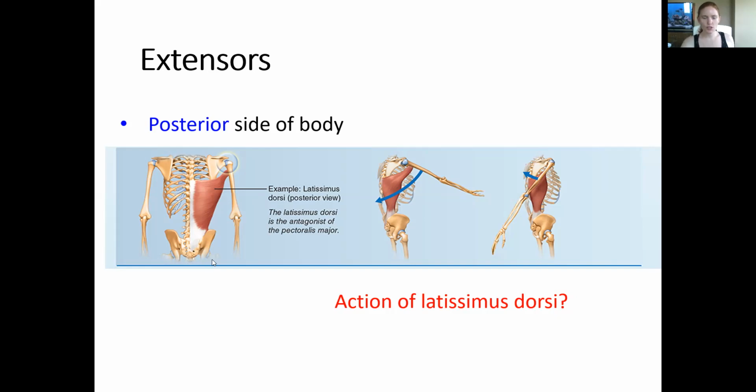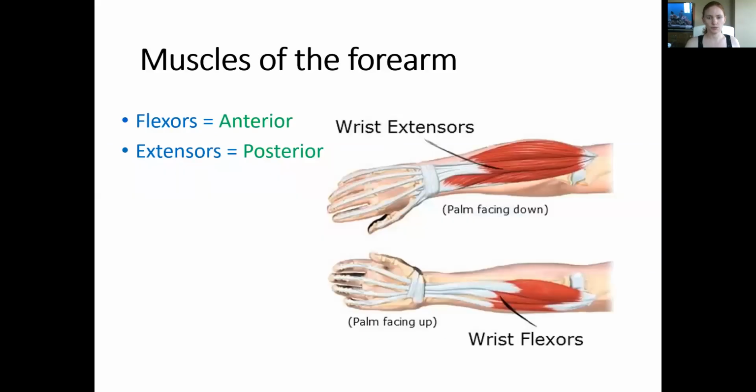So when you think about what it does, if this is flexing the humerus, what would be going back? That's extends the humerus. So extension of the humerus, or you can say extend the shoulder. This is also going to be very helpful when you're trying to learn the forearm muscles, because these muscles have long names and a big part of their name is often extensor or flexor. So for example, you have flexor digitorum or things like that.